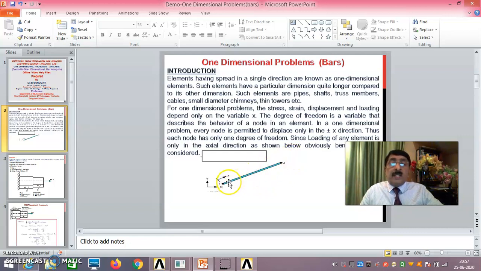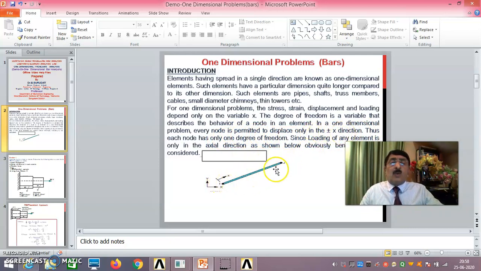What is being considered in one-dimensional problems is only axial loading. That is, if this is the direction x, axial loading is applied. The force in the direction of x only is applied. For a one-dimensional problem, the stress, strain, displacement and loading depend only on the variable x. The degree of freedom is a variable that describes the behavior of a node in an element. In a one-dimensional problem, every node is permitted to displace only in the plus or minus x direction.